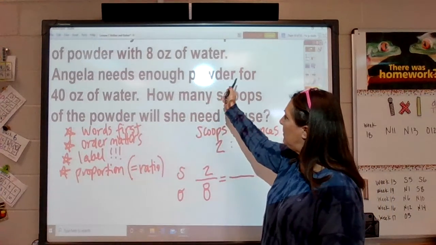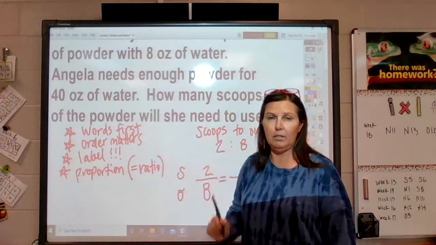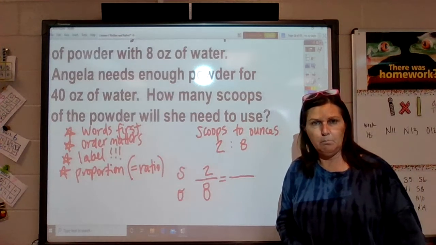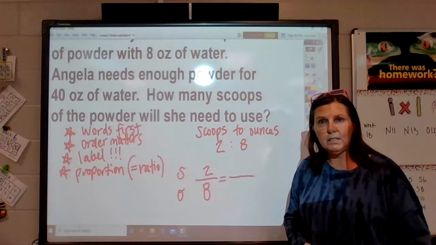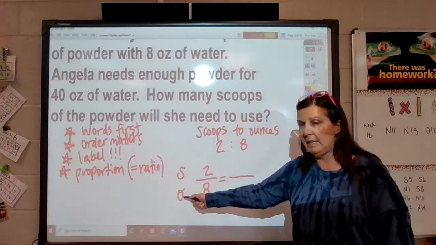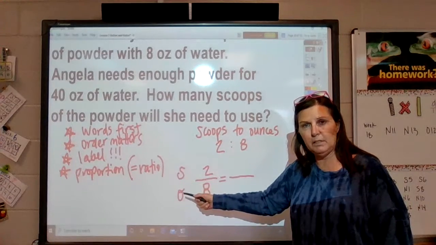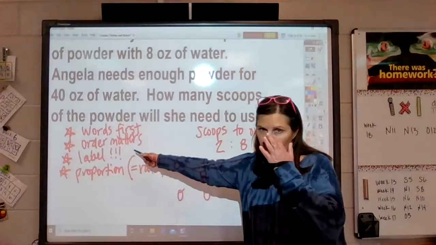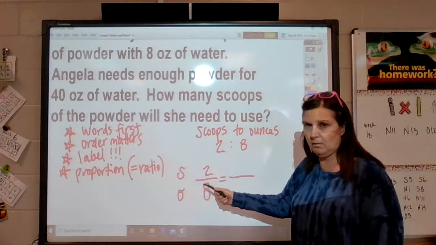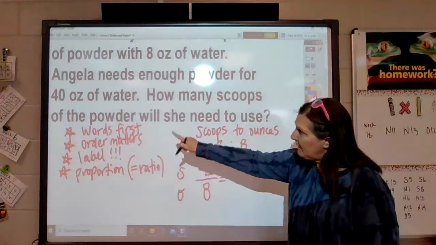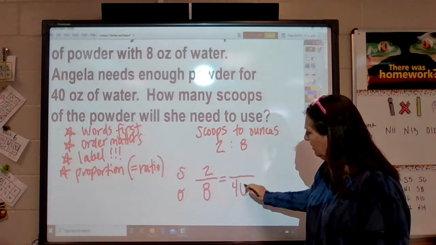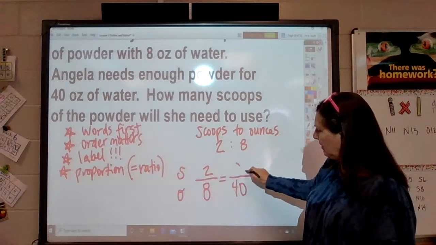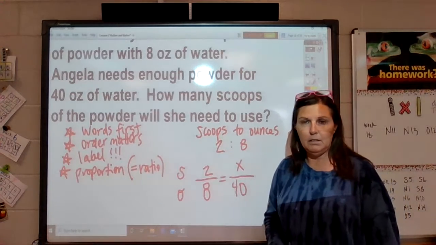Angela needs enough powder for 40 ounces of water. So where should our 40 go? Is it going to be on the top or on the bottom? In this case, it's going to be on the bottom because that's where ounces are. So this is when I want you to be clear that we don't want to miss this step of labeling, because then we might put the 40 in the wrong spot. So we're going to say 40 is ounces, so it's going to go down here. And then it's asking for scoops of powder, so our unknown should be at the top.